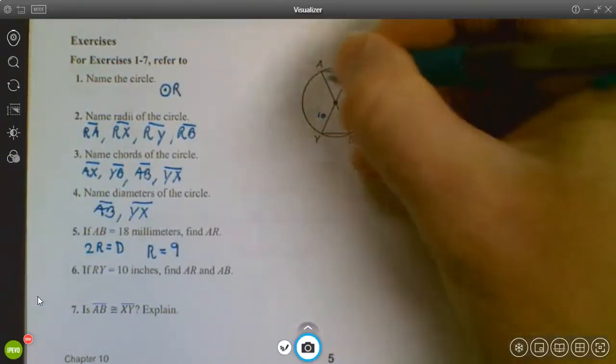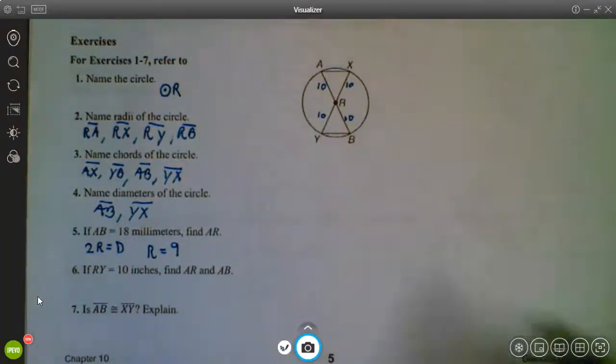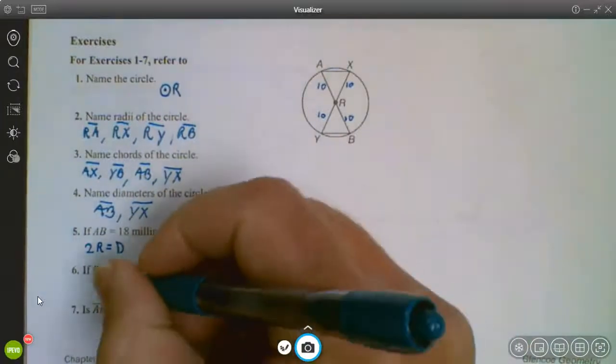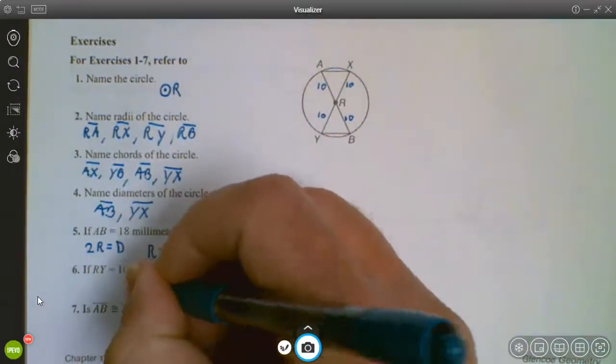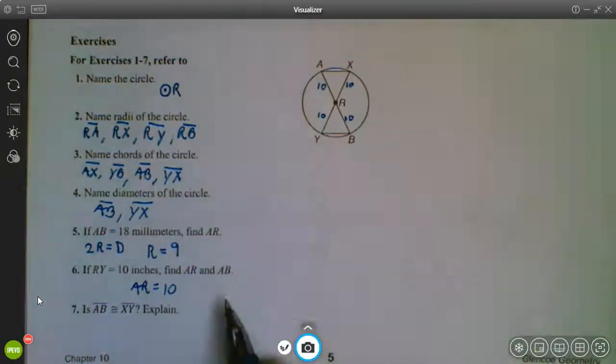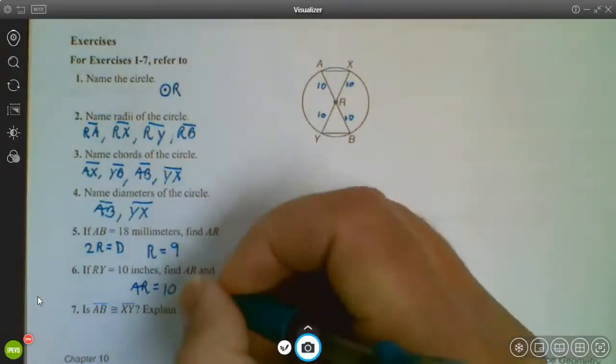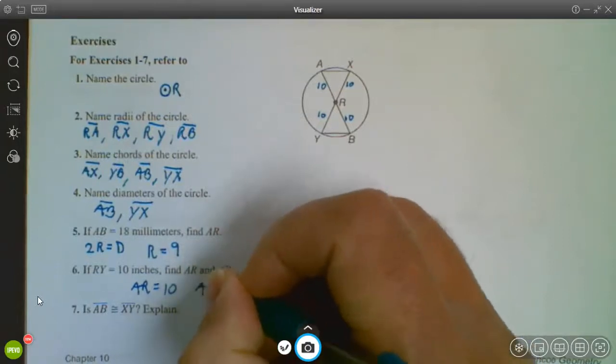So we'd be able to say all of this is true. So for this guy, AR, since AR is a radius, it would also be 10. And AB is a diameter, so you can see that would be 10 plus 10. So our diameter would be 20.